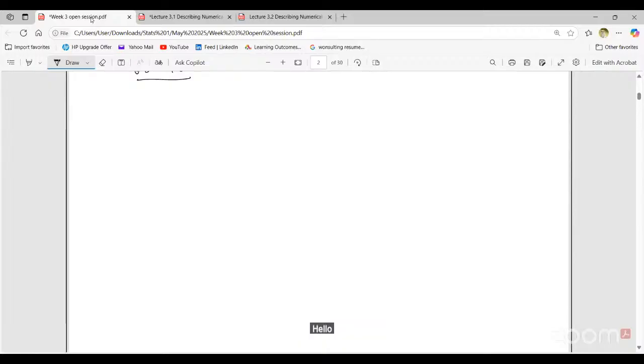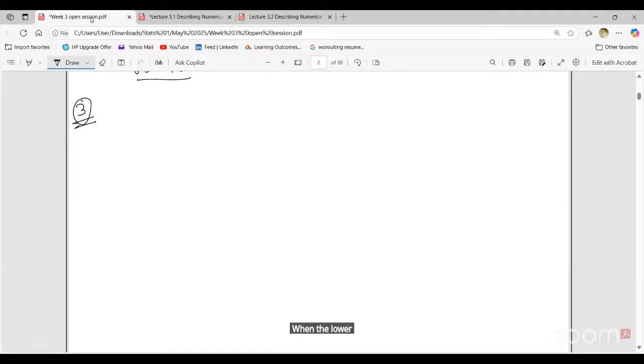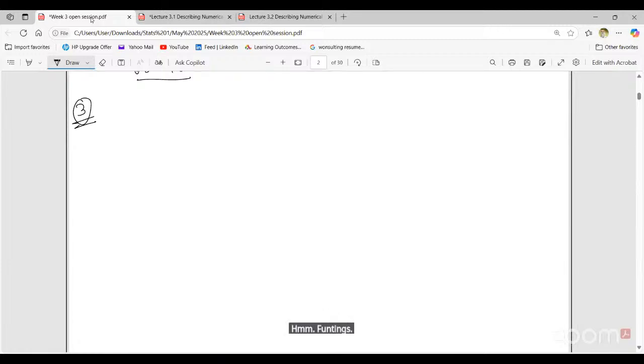That means basically when the lower limit of a particular class is equal to the upper limit of the previous class, then we can say that data is continuous. Sorry? When the lower limit of a particular class interval is equal to the upper limit of the previous class interval, then we can say that data is continuous. Continuous means if the lower limit and upper limit are not equal, then it will be discontinuous or discrete. Are discontinuous and discrete the same thing? No. We have the discontinuous interval.